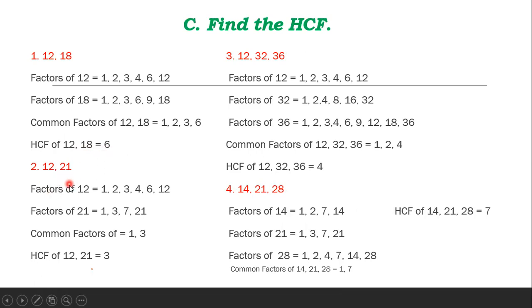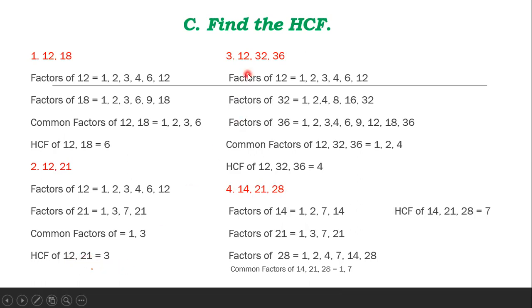Same way, next is 12 and 21. Factors of 12 equal 1, 2, 3, 4, 6, 12. Factors of 21 are 1, 3, 7, 21. So the common factors are 1 and 3 only. In this, 3 is the greatest number. So the HCF of 12 and 21 is 3.